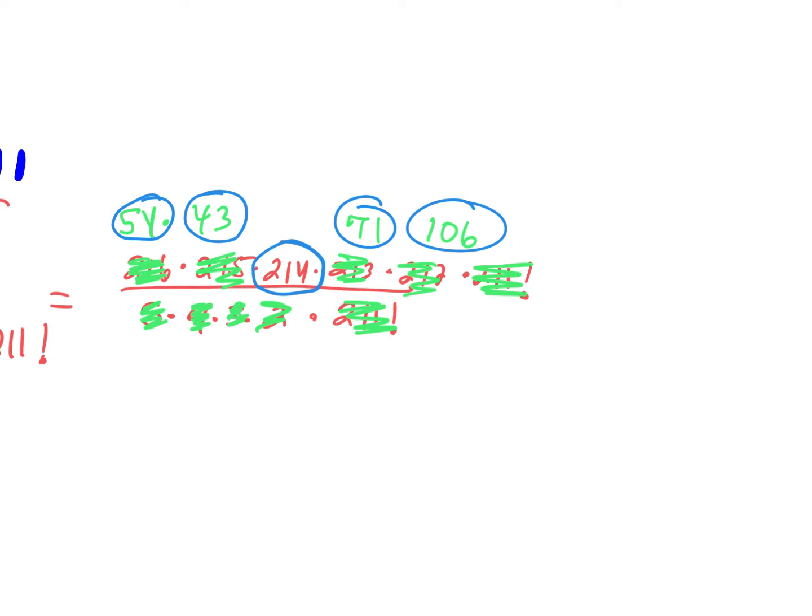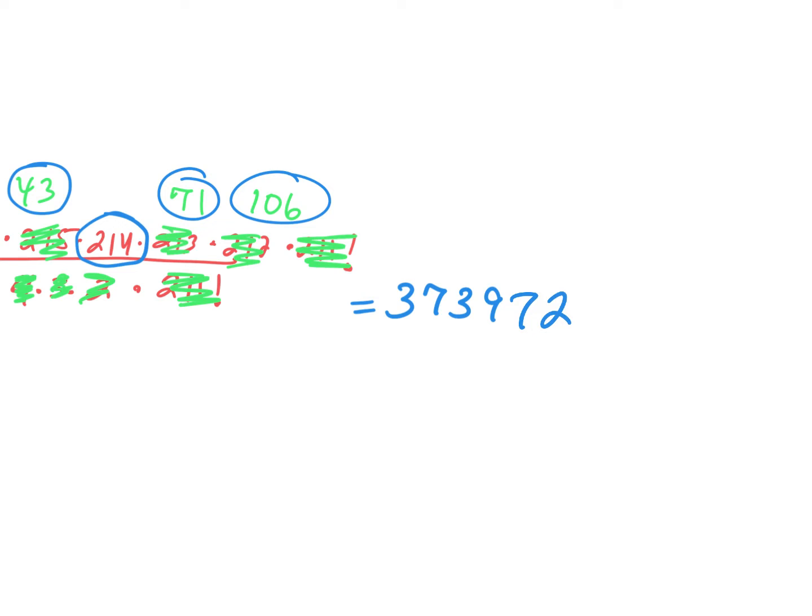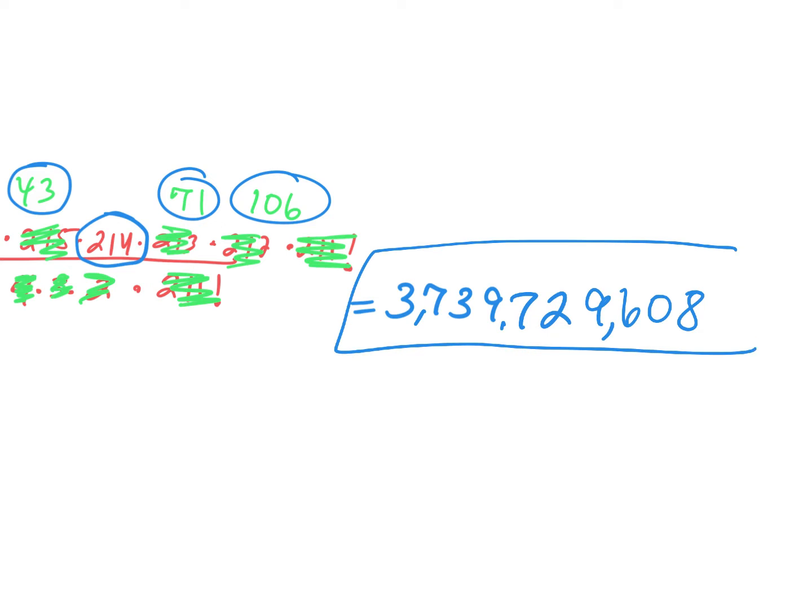But when I multiply 54, 43, 214, 71, and 106, what do I get? Did we do that? 54 times 43 times 214, 71, and 106. You guys get 373, 972? Okay. So we have 3, 7, 3, 9, 7, 2, 9, 6, 0, 8. Big old number, yeah? That's okay. You guys might have ginormous numbers.